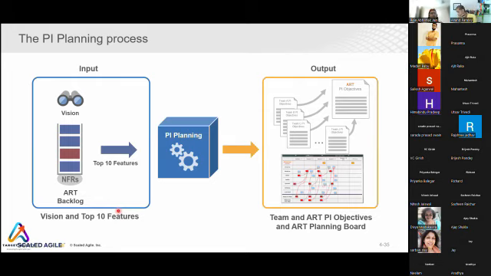When I say top 10 features, it should not be exactly 10. It can be a little less than 10 or a little more than 10 also. But top 10 is a good approximation that you should start having refined and ready for the PI planning process. And as output, you get the team and ART PI objectives and the ART planning board. I'm going to tell you about PI objectives, and I will also show you how the ART planning board looks when we discuss the PI planning.io tool.